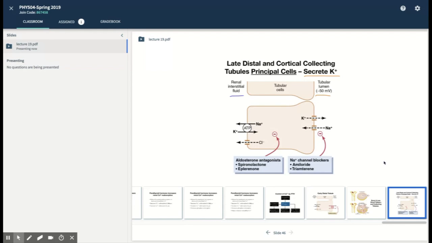So we'll pick up here on the cortical collecting tubules on Thursday, and we should be able to get through the rest of the material by the end of that class period.